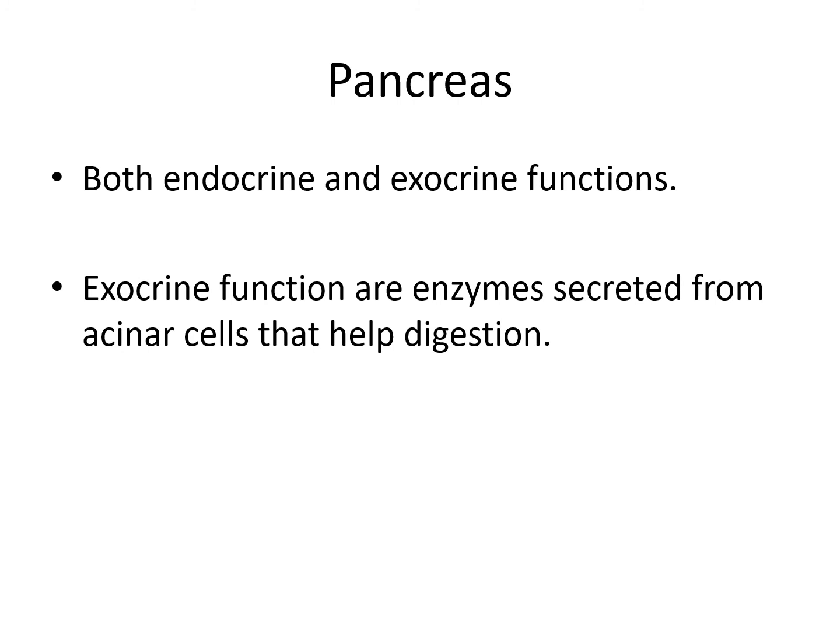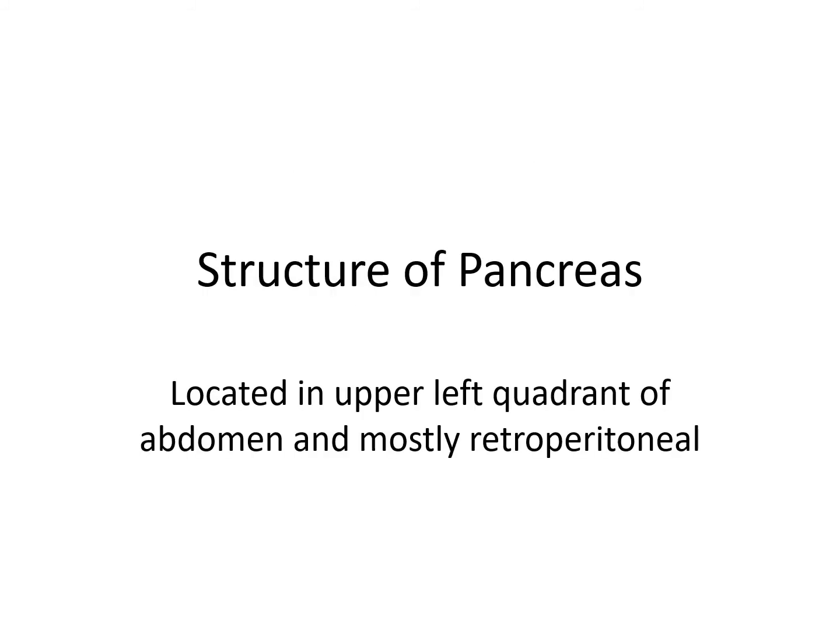Now, pancreas we talked about already. We covered the endocrine system. So the pancreas is kind of unique because it has both endocrine as well as exocrine functions. When we talk about the exocrine functions, we're talking mostly about enzymes that are secreted by the acinar cells that help digestion. So they're going to be important for the chemical digestion of the chyme. This is a little bit the structure of the pancreas.